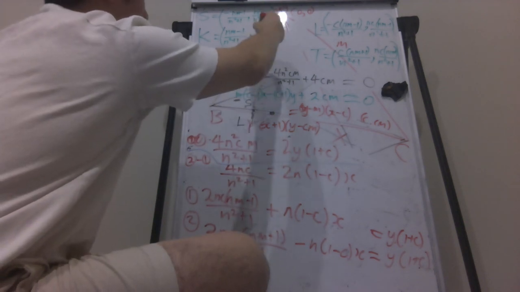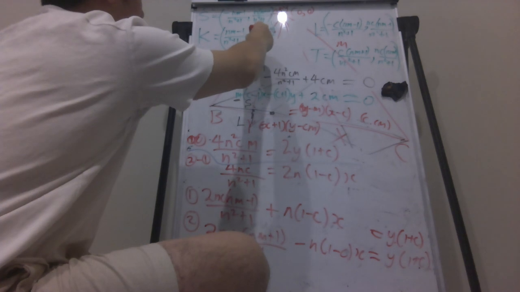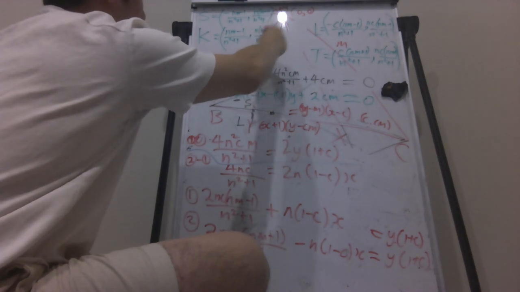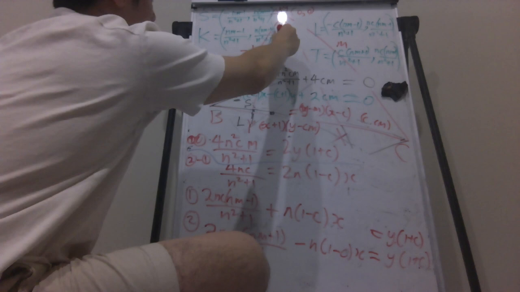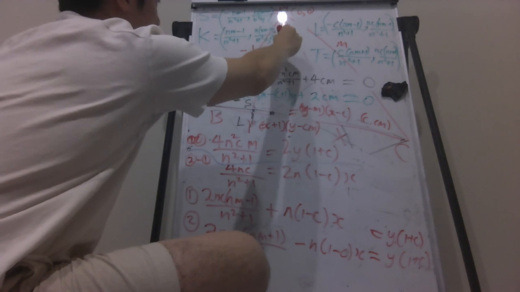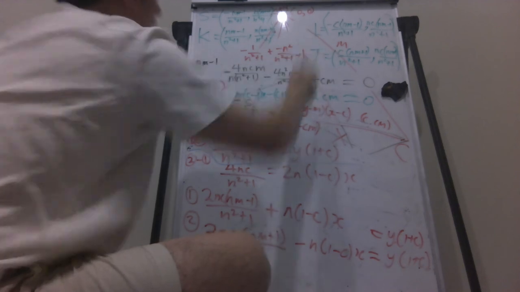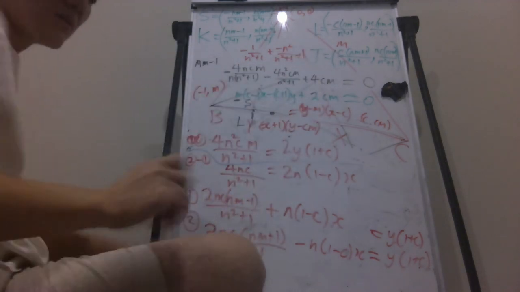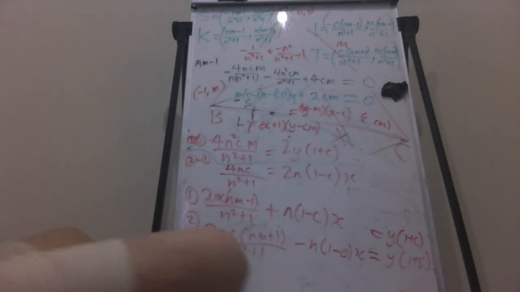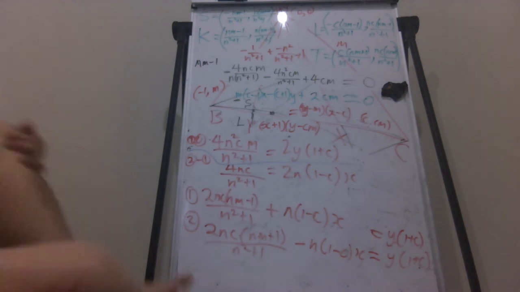Is it obviously true, did you say? Yep. Minus 1 on n squared plus 1, minus n squared, so minus n squared on n squared plus 1. That's obviously true. That's so awesome. Definitely didn't have to go through all of this to get to this result.